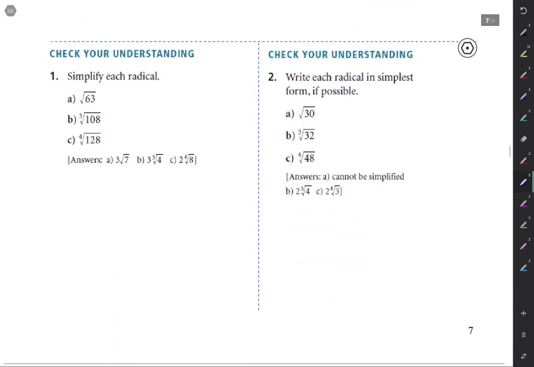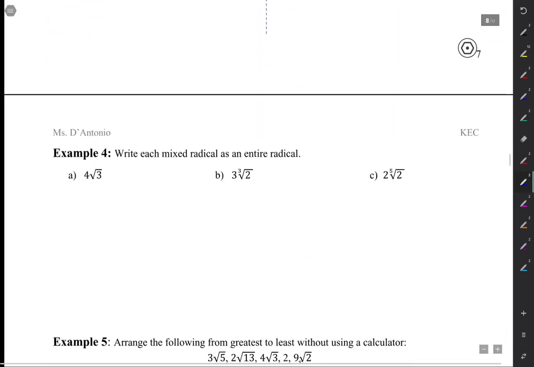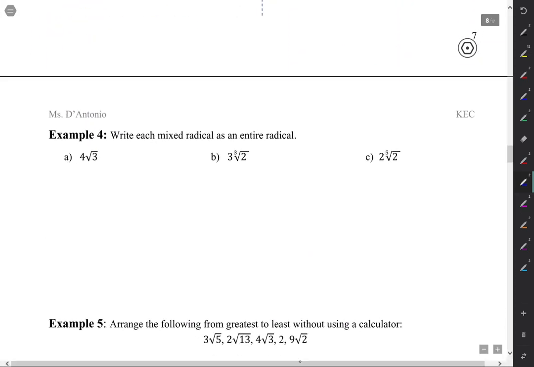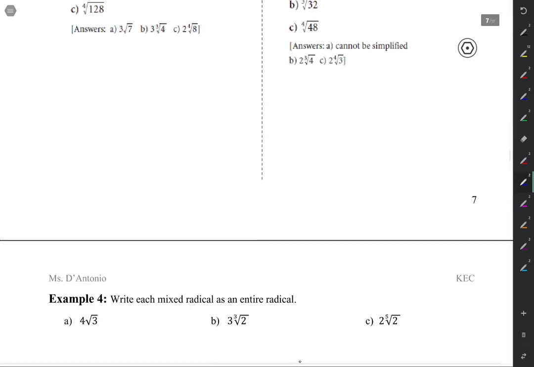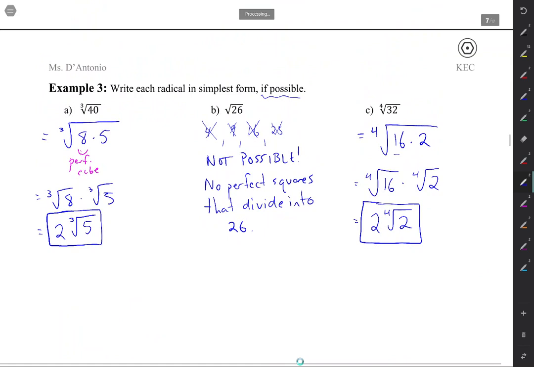So now let's do the same thing, except in reverse. We're going to start with the mixed radical, and we're going to write it as an entire radical. So I'm just going to quickly scroll up here, and let's see what our step is in reverse. So if we're starting with this step down here, and we want to get to this step here, we need to write two numbers under those radical signs. So let's see how we can do that with example 4.